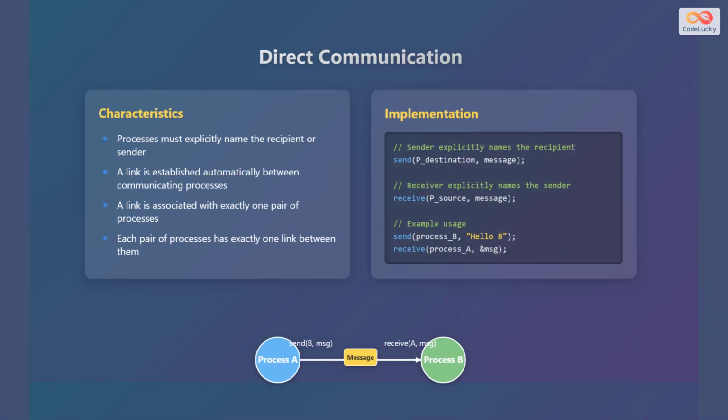Communication can be unidirectional, where messages flow in one direction, or bidirectional, where messages flow in both directions. In direct communication, processes must explicitly name the recipient or sender. A link is automatically established between the communicating processes. This link is associated with exactly one pair of processes, and each pair of processes has exactly one link between them.